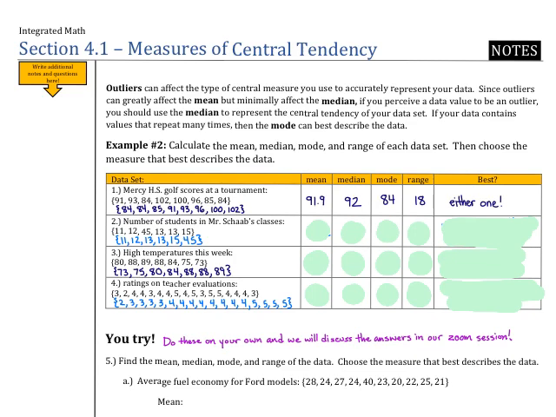All right, number 2 is a little bit different. Number of students in Mr. Schaub's class. So this is real data. This is from last year, but this is real data. I had 11 students in one class, 12. The 45 was the study hall that I proctored, so I threw that in there. 13, 13, and 15. So do you see an outlier in this set? Of course, all the numbers are between 11 and 15 except for that 45. So that 45 is a huge outlier.